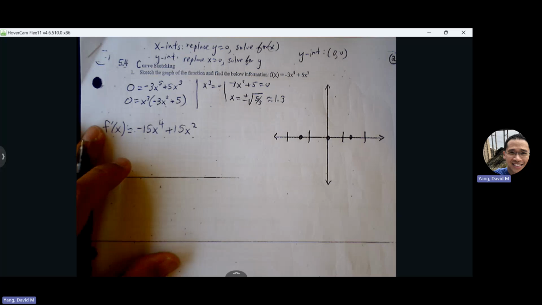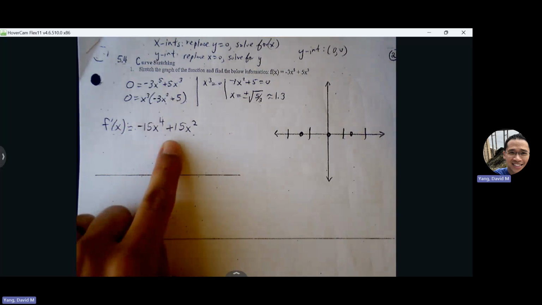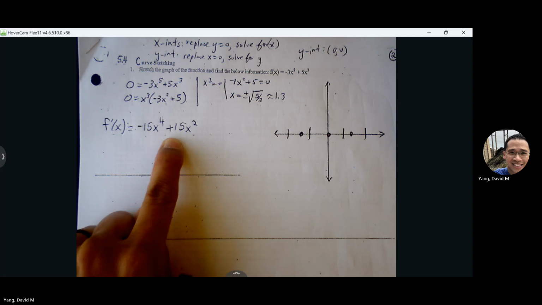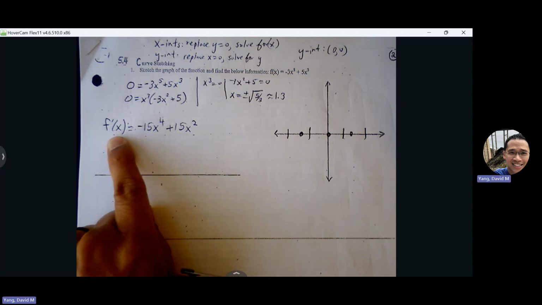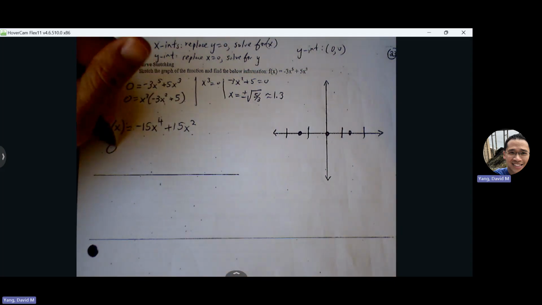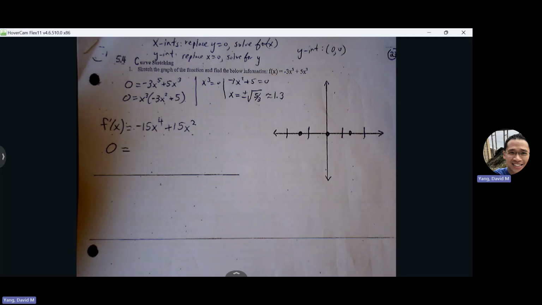All right, so we're doing the first derivative test. What do we do after finding f prime? Yeah, set equal to 0. So we're looking for critical points, right? Okay. So set equal to 0.